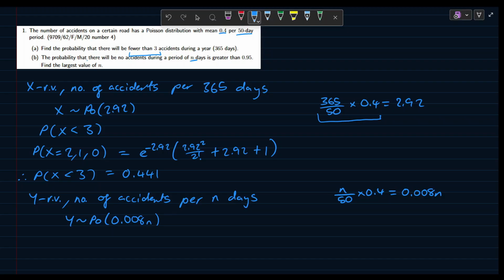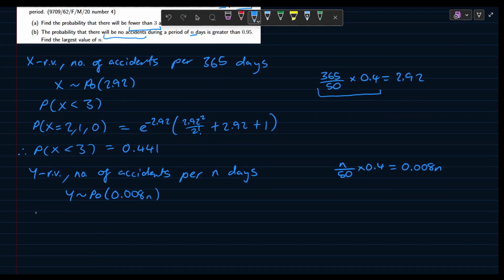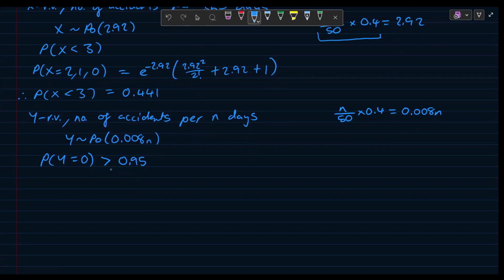And we're told that the probability that there will be no accidents, so if there are no accidents, it means that y is equal to 0, right? The event does not happen, y is equal to 0, and this probability is greater than 0.95. Okay, find the largest value of n. Alright, so let's use our formula for Poisson probabilities. The probability that y is equal to 0 is going to be e to the negative 0.008 n. Alright, and this is greater than 0.95.